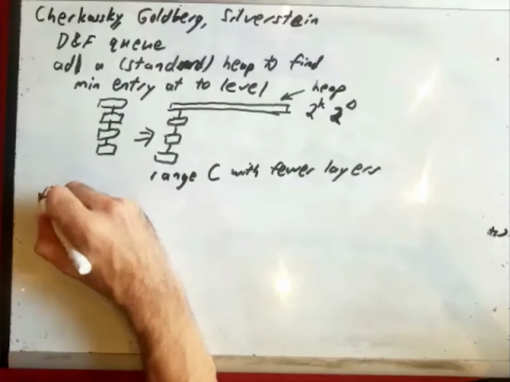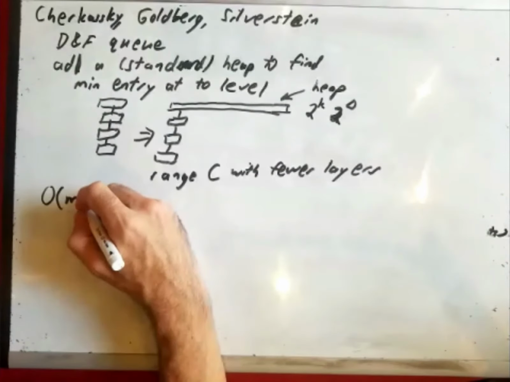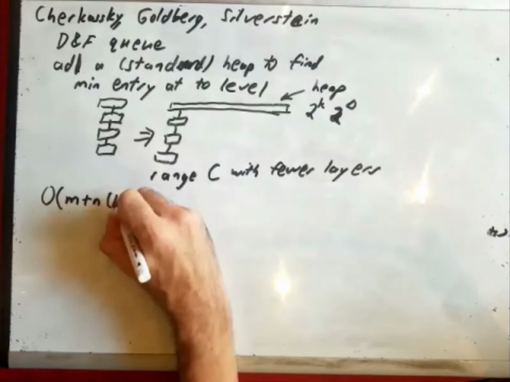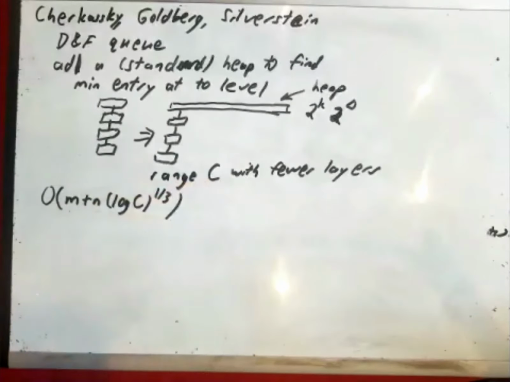And they showed that with this small and simple change, they were actually able to improve the runtime to order m plus n times log C to the 1/3 power. So again, this may seem like a minor change, but in the data structures world, it's a big change. You've gone from log C to the 1/3. So again, the comparison for sequential algorithms would be going from an n³ algorithm to an n algorithm. It's a significant improvement.